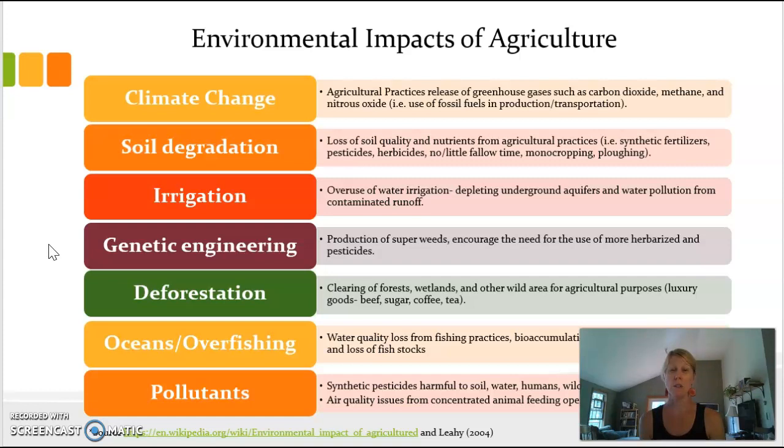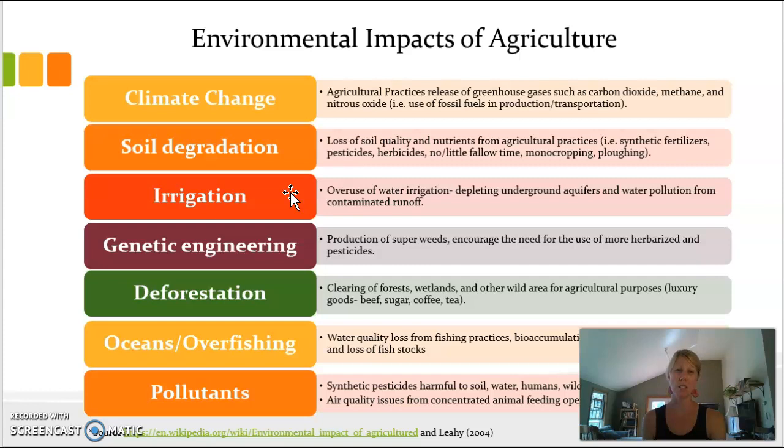So there's also soil degradation and the soil fertility that is going down, so the loss of soil quality and nutrients from agricultural practices. So, for example, synthetic fertilizers and pesticides and herbicides, as well as little to no fallow time for fields, and monocropping and plowing all cause serious soil degradation, which is a problem, and many scientists worry about soil quality and our food system and the sustainability of the soil to be able to grow foods.